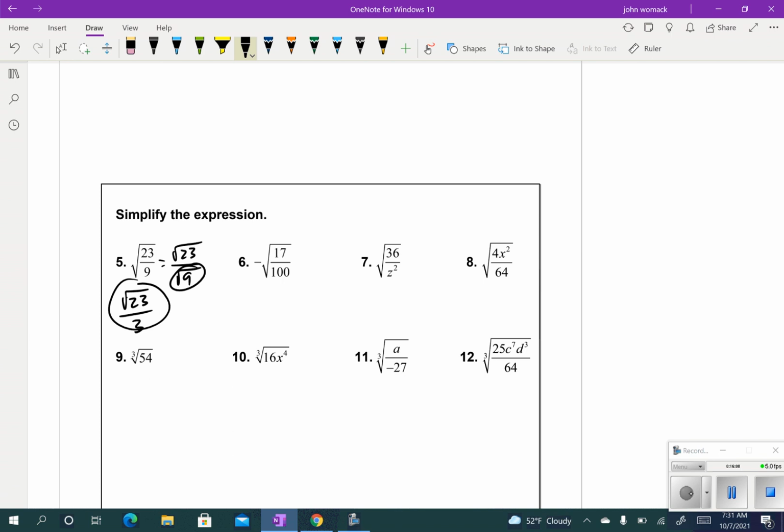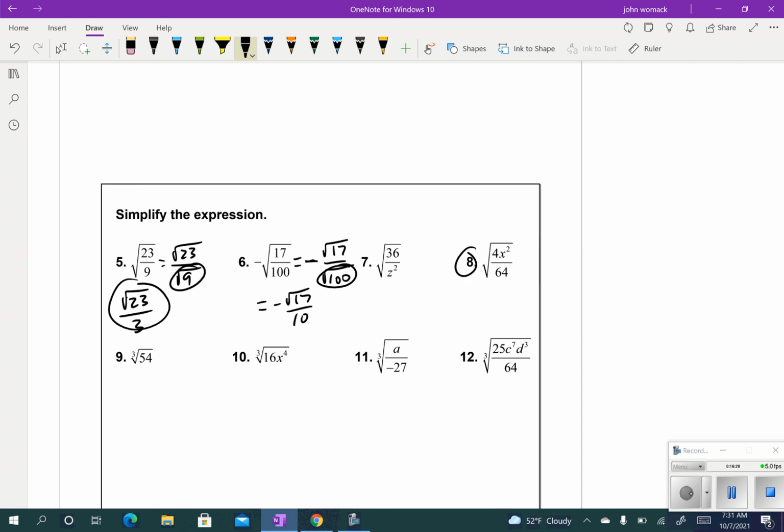Okay, there's my answer. Square root of 23 can't be simplified, right? It doesn't break apart. There's no factors that come out. This one, the negative doesn't matter because it's on the outside. It'd be the square root of 17 over the square root of 100. Well, I can simplify the square root of 100. So I end up getting negative square root of 17 over 10.